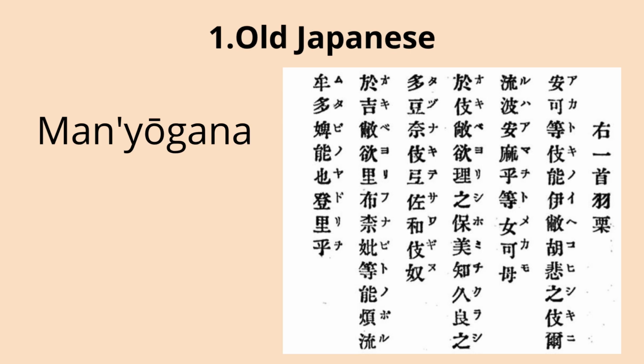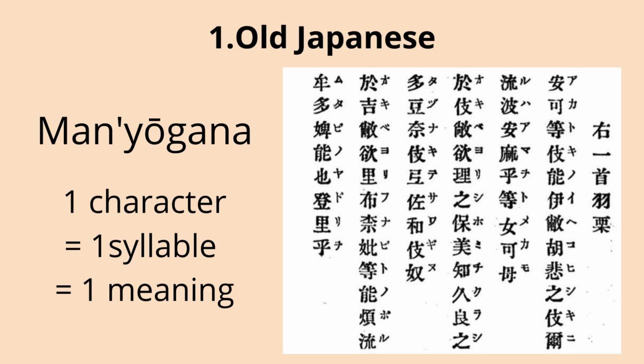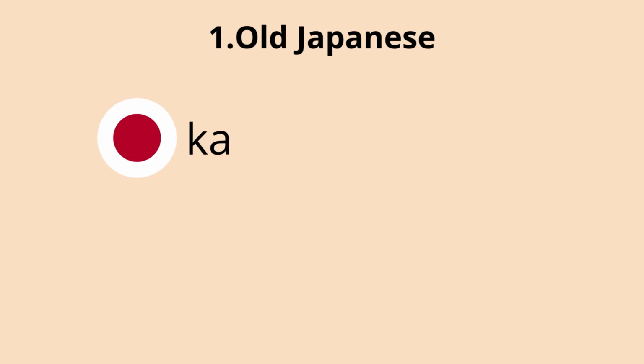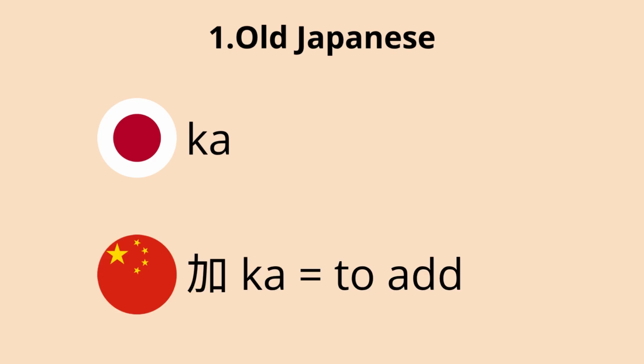Here's how Manyogana worked. The Japanese took Chinese characters. As you may know, one character equals one syllable equals one meaning. But instead of using a Chinese character for what it meant in Chinese, they used it only for its sound to write Japanese words. They ignored the meaning of the character. For example, let's say the Japanese wanted to write the sound ka. They might choose this Chinese character, which in Chinese means to add, but would be pronounced something close enough to ka at that time. So they would write it not to mean add, but just to represent the sound ka.